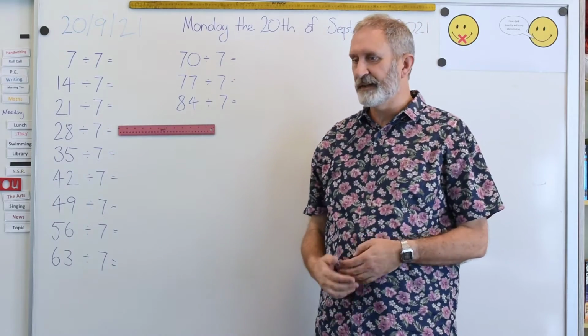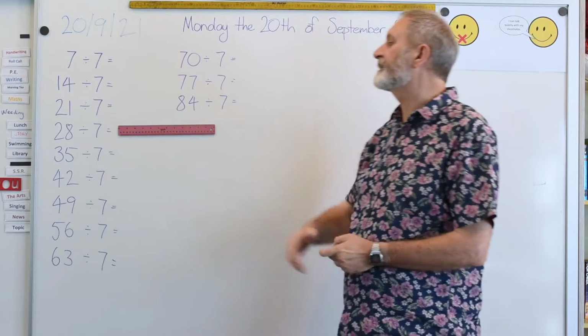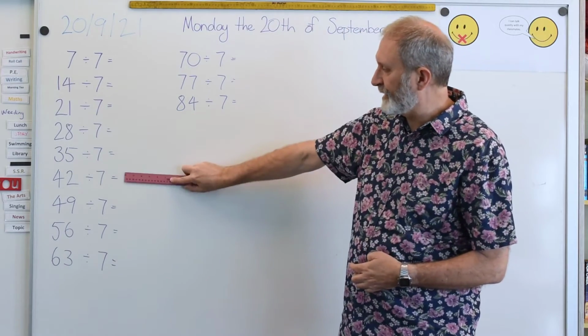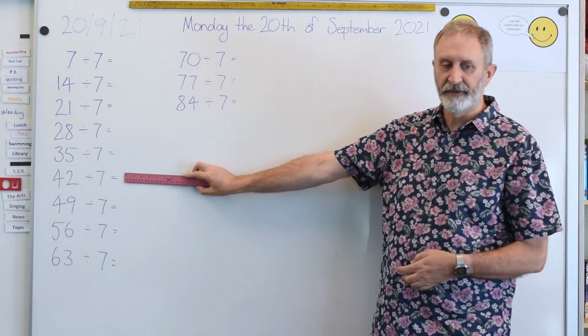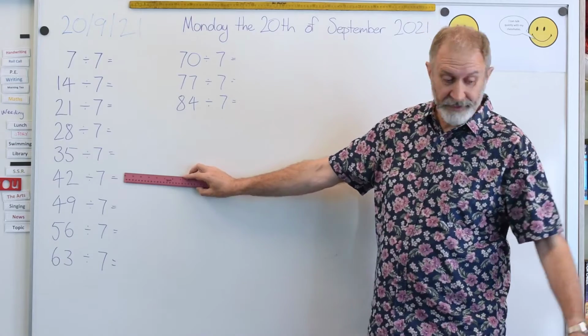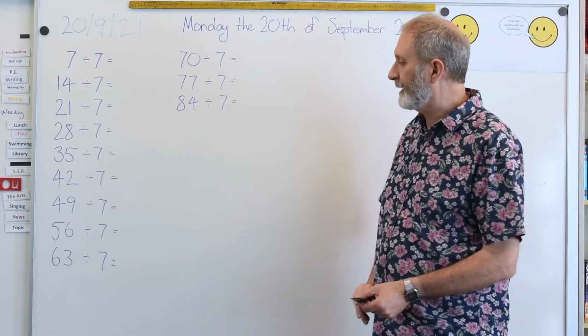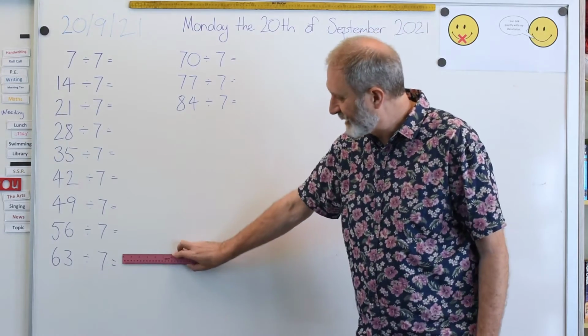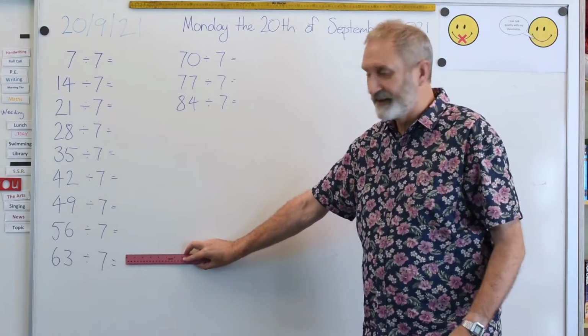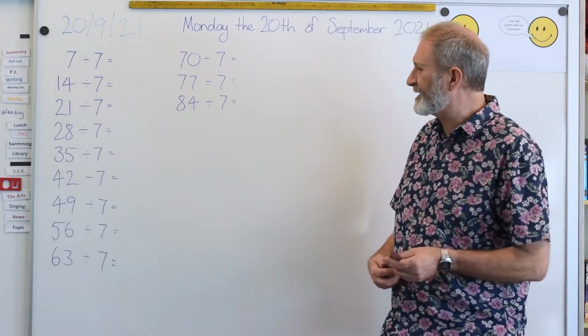28 divided by 7 is Hugo? 4. Exactly right. Okay. How about this fella here? 42 divided by 7. What do you reckon? 6. 6 is correct. Well done. Okay. You'll never get this one. 63 divided by 7. What do you reckon? 9. Oh man, you guys are hard to catch out. Okay.